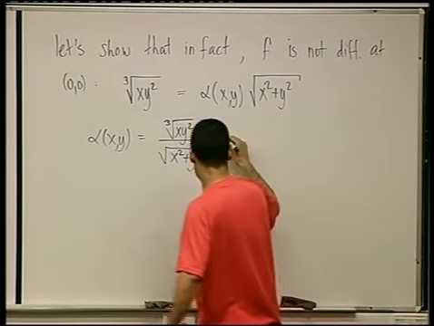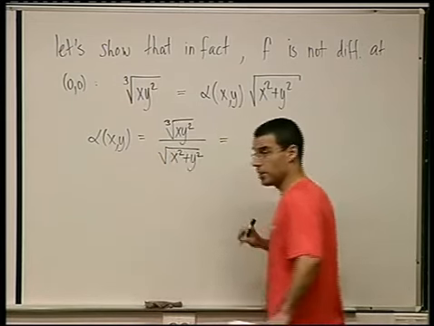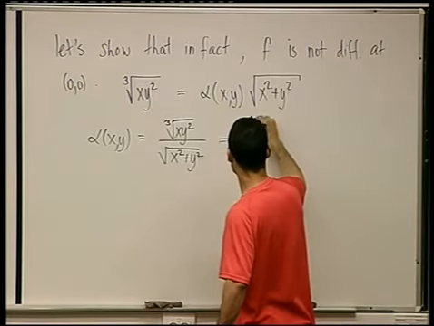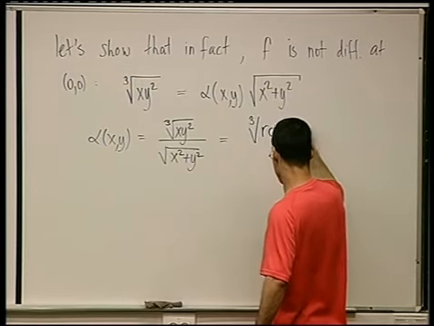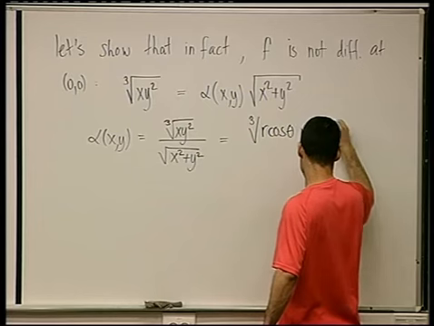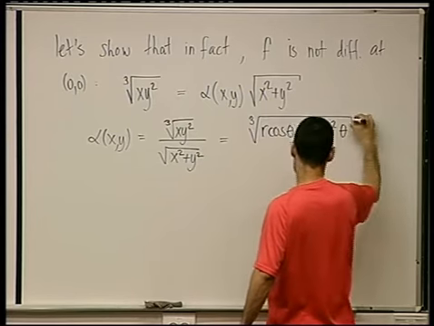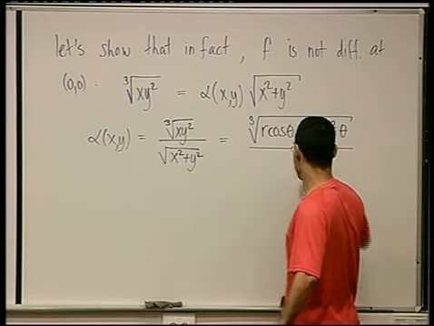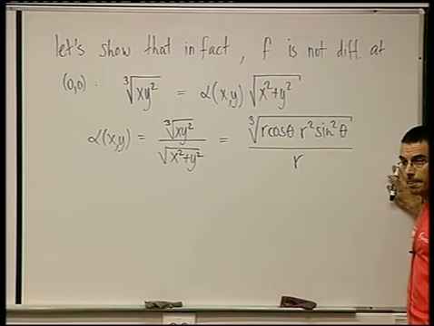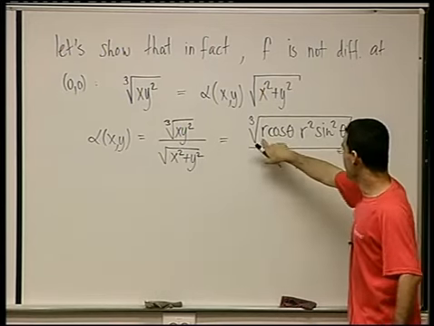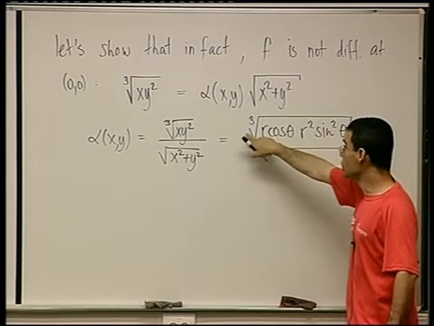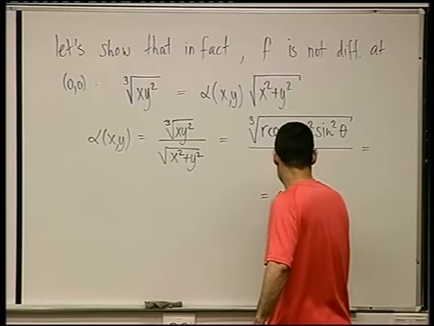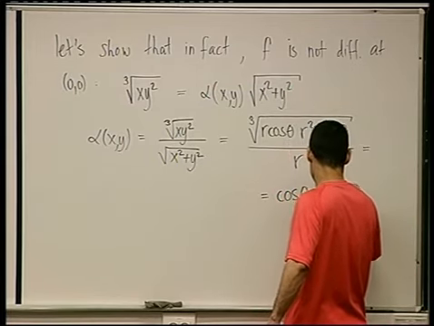Okay? Let's try replacing the x with r cosine theta and the y with r sine theta. Okay, so what do I get? I get the cubic root of r cosine theta, r squared sine squared of theta, divided by the cubic root of r squared by r. Do you agree? Okay. And note that here we have r times r squared, which is r cubed. Cubic root is r divided by r, cancels out. So all that we have left here is cosine theta sine squared of theta.